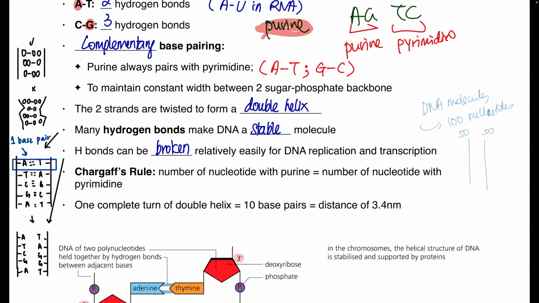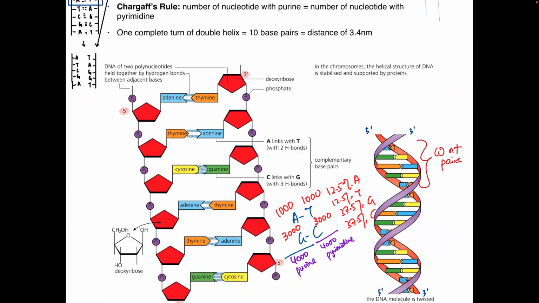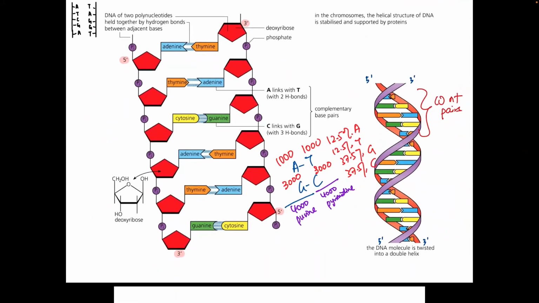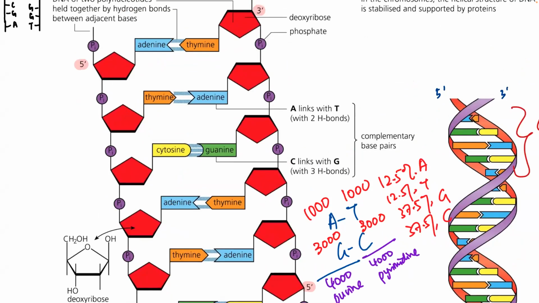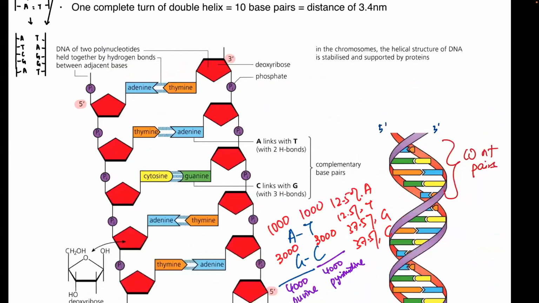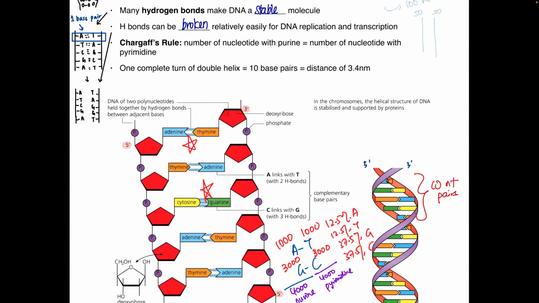One complete turn of a double helix is about 10 base pairs, a distance of 3.4 nanometers. So here, in this diagram, one key thing to note is that between A and T you have 2 hydrogen bonds. Between G and C, you have 3 hydrogen bonds. This is a very important feature to remember as well. So AT, you have 2 hydrogen bonds. GC, you have 3 hydrogen bonds between them.